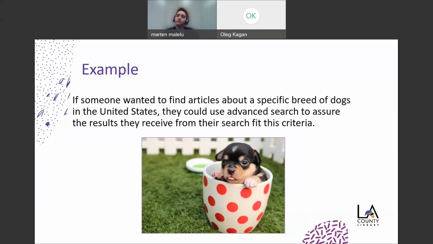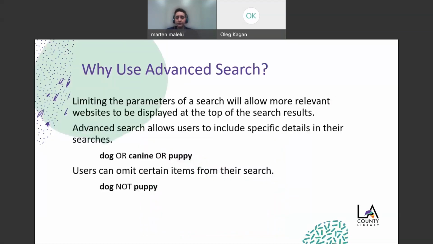Because we all know that if you type a couple of words into Google, you can get hundreds of thousands of pages of results. Sometimes it's a real pain to look through all of those and figure out which ones are good or even relevant. So why use advanced search? You can limit the parameters of the search to allow the more relevant websites to be displayed at the top, and you can include specific details in your searches.